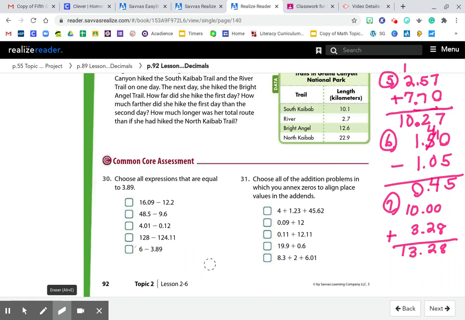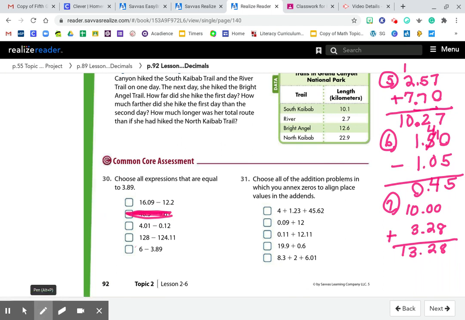In this case, you're going to have to choose all expressions that are equal to 3.89. So you're really going to have to solve all of these. You might be able to get away with estimating on some of them. Like, for instance, the second value here, 48.5 minus 9, you know that's going to be way bigger than 3.89. So you could just cross that one off right away because you know it's not going to be a possibility. You can just get rid of that one.